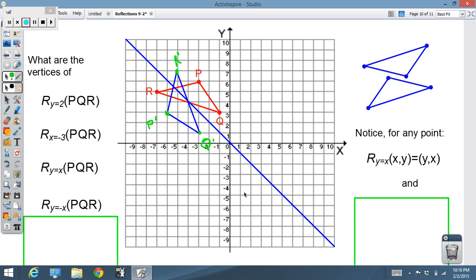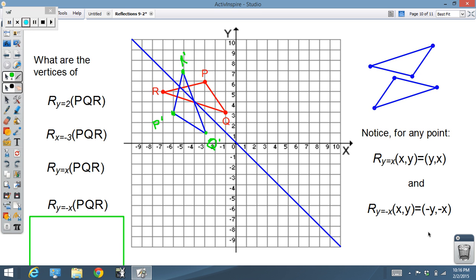Last rule, when we do a reflection across the line y equals -x, notice that every x value and y value also switch, but they turn into negatives of each other. So if I start at (-1, 3), well, Q prime becomes (-3, 1). Switch every sign and switch the location of them, and you know where your reflection goes if you reflect across the line y equals -x.